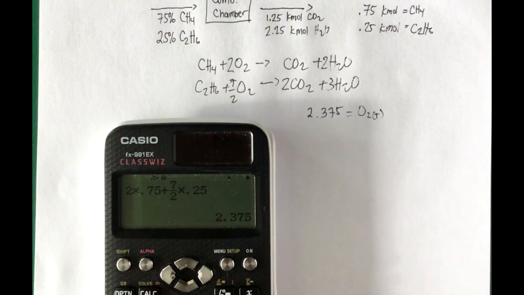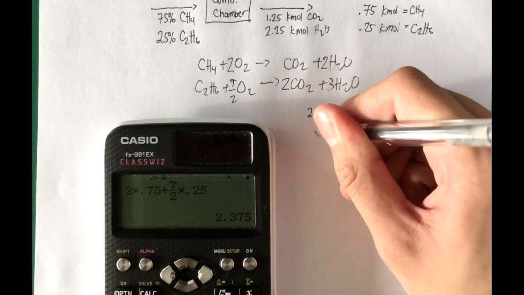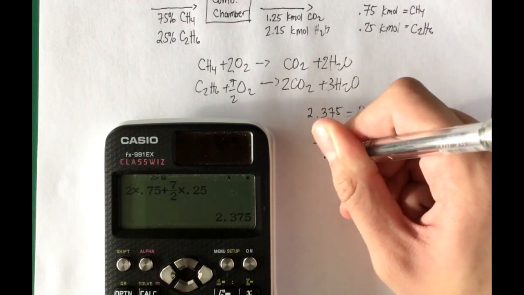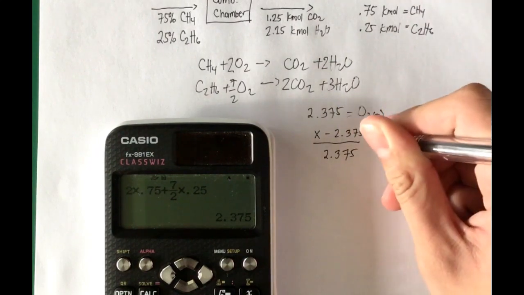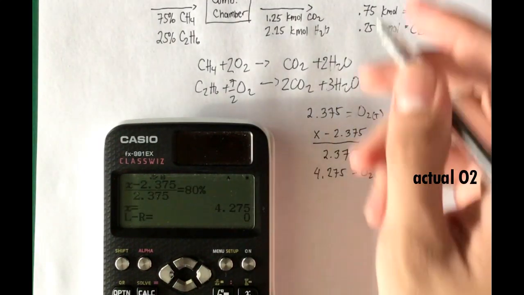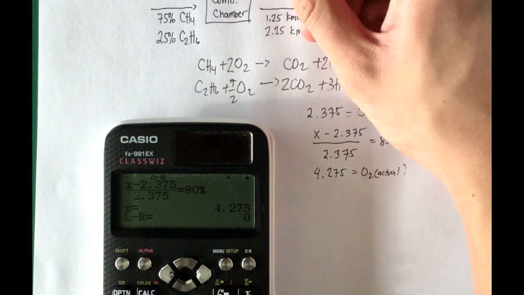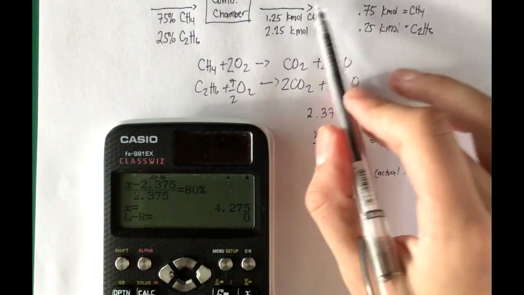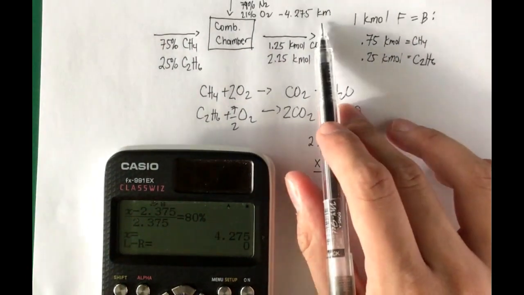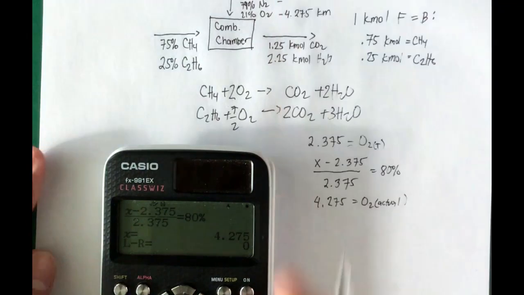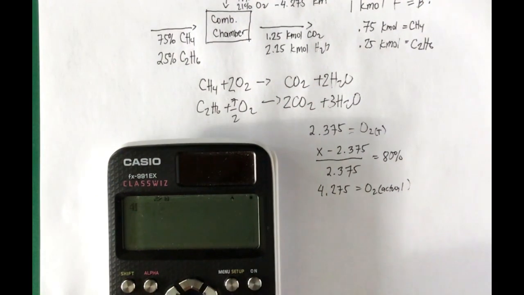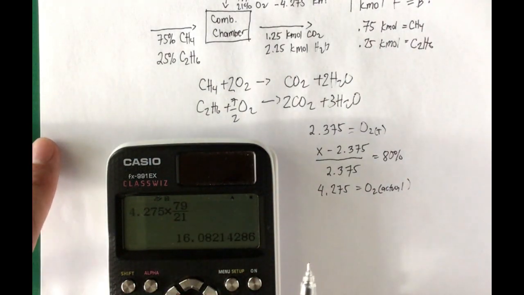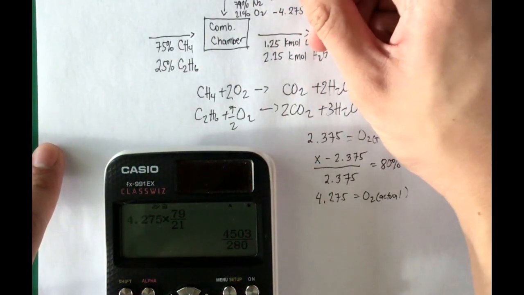Now, we have to get our percent excess. So we'll just use our excess equation, which is x minus 2.375 over 2.375 is equal to 80%. This is in our stream. So rather, this is 4.275 kilomole. I'm just going to write it as km. Don't confuse it with meters, please. Next, we're going to use 4.275 multiplied by 79 divided by 21 to get the nitrogen. I'm just going to leave this in fraction form since it's better.